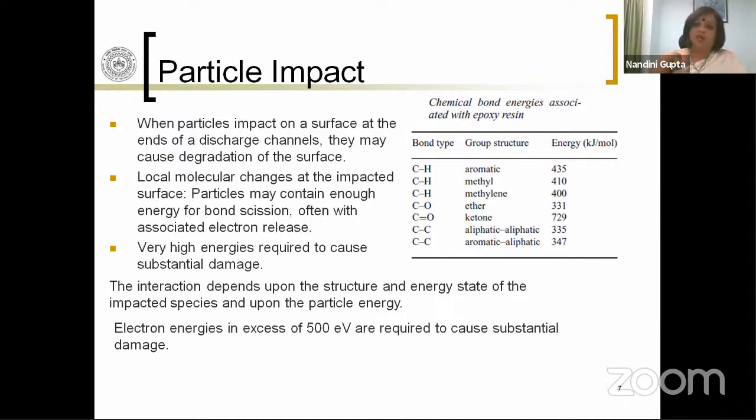So here are some of the chemical bonds and the energies that are required for such bond scissions. For example, CH requires 435, CC requires 347, CO requires 729. So you would really need electron energies in excess of 500 eV. The particles should have that amount of energy to be able to cause any significant damage. Of course, it also depends upon the surface situation. What is the condition of the surface? But this is how particle impact can cause damage to the surrounding insulation.